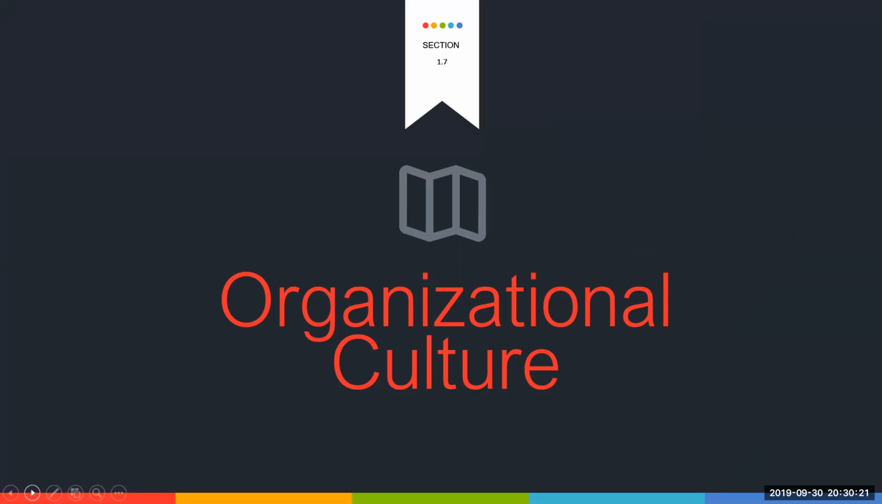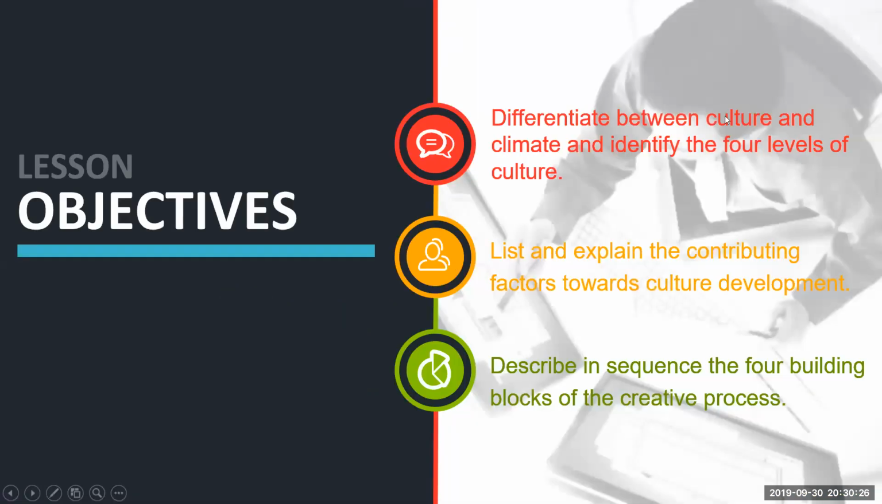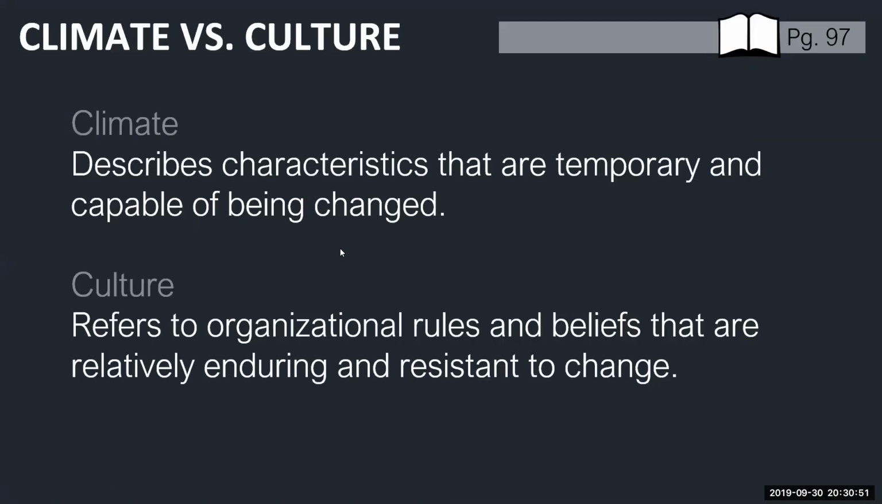All right, moving on to organizational culture. The objectives for this section are, number one, differentiate between culture and climate and identify the 4 levels of culture. Number 2, list and explain the contributing factors towards culture development. And number 3, describe and sequence the 4 building blocks of the creative process. So our first slide looks at the difference between climate and culture.